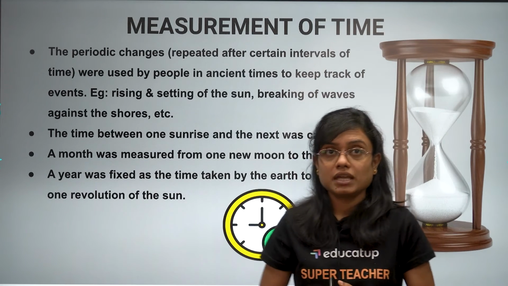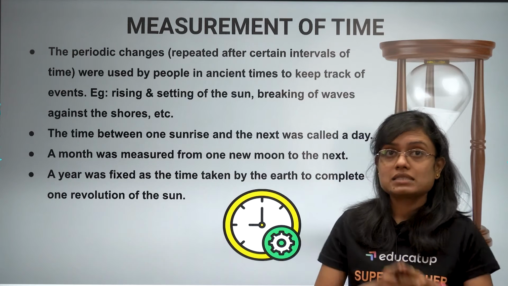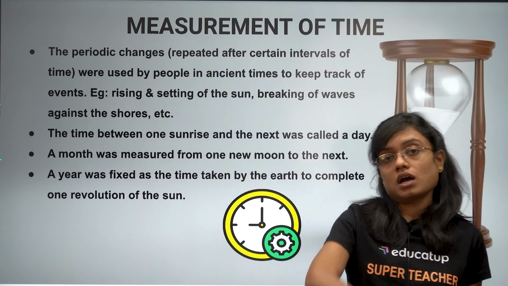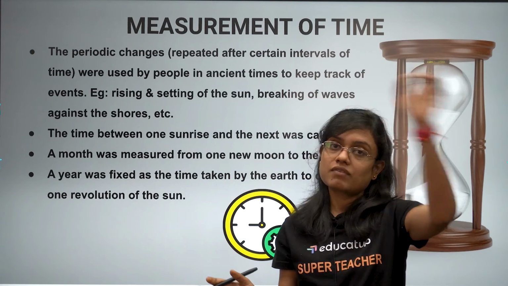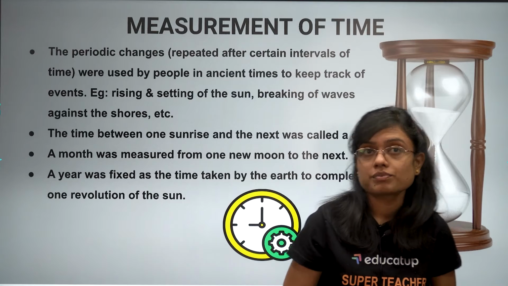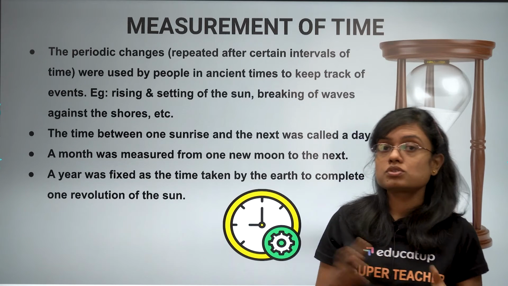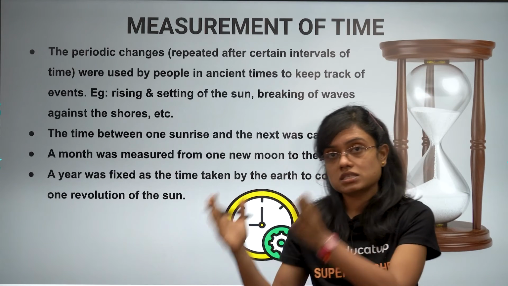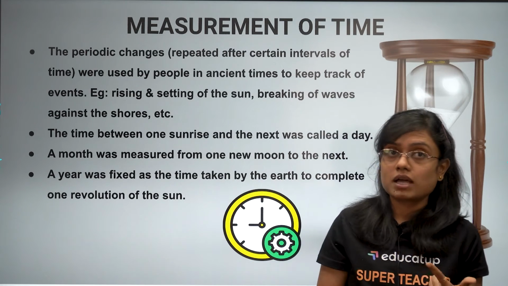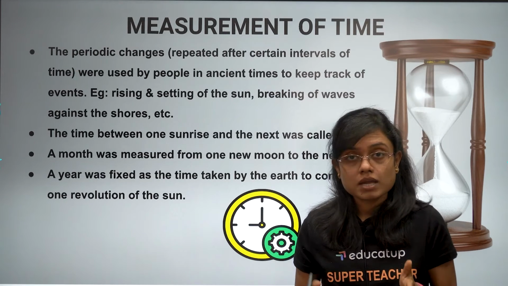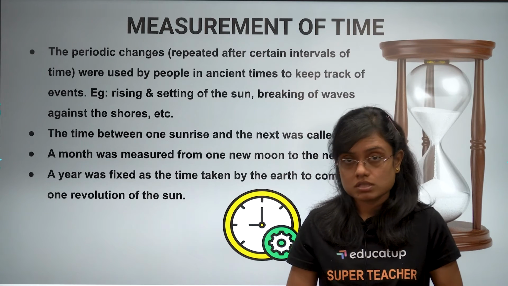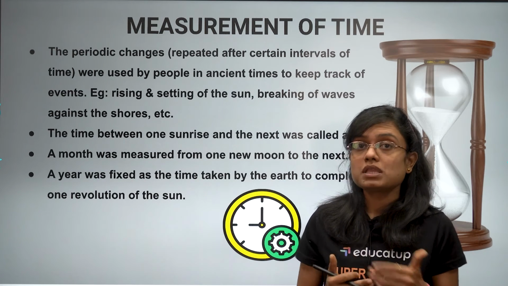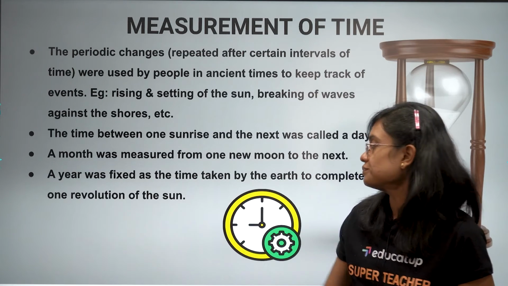So, calculation of day. The time between one sunrise and the next was calculated as a day. That means today the sun has risen in the morning, and when it rises tomorrow morning, how much time is that from here to there? 1 day, 24 hours. A month was measured from one new moon to the next. What is new moon? Amavasya in Hindi. So from one Amavasya to the next Amavasya, that completes 1 month. A year was fixed as the time taken by the earth to complete one revolution around the sun. So, that is how when watches and clocks had not been invented, people used to calculate the time. Let's move ahead.